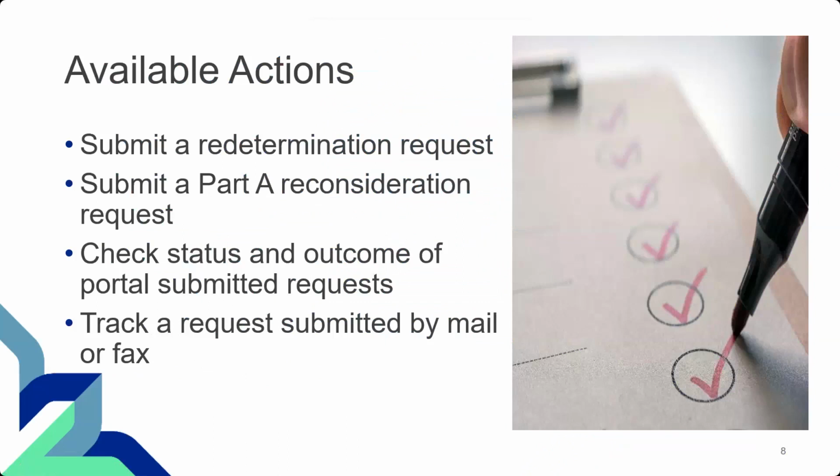Now, the portal has many functions that are related to appeals. Users can submit redetermination requests on claims. Part A users who submit claims in the Fiscal Intermediary Standard System, known as FISS, can submit reconsideration requests, which are the second level of the appeal process. You can check the status of requests that have been submitted in the portal, as well as those that have been mailed or faxed.